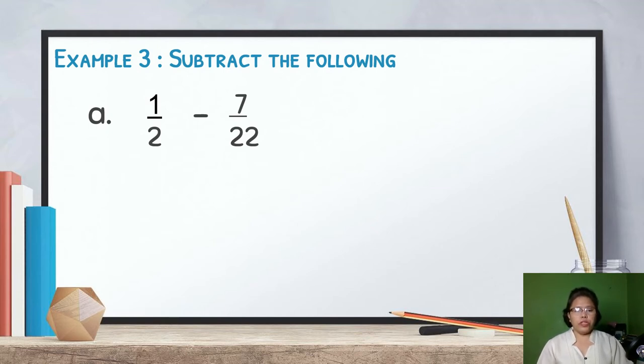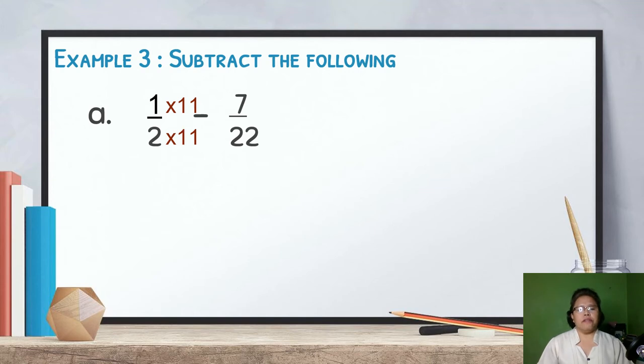22. Pwede na ba siya sa 2? Yes, 2, 4, 6, 8, 10. Aabot ka sa 22 niyan. So, yung 2 para magiging 22, i-times natin with 11. Ayan. So, 2 times 11, it's already 22. So, kung ginawa mo sa baba, gagawin sa taas. 1 times 11 then. Okay?